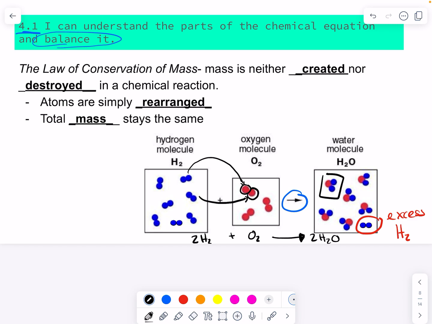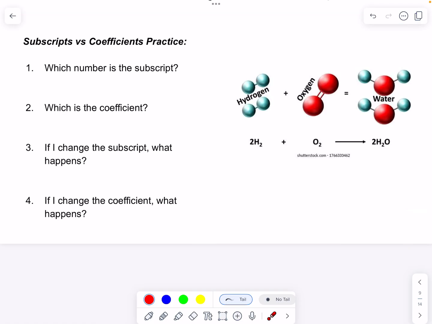It gives us the ratio of how it reacts. Now keep in mind, these numbers, 2, 1, 2, don't match what's in the boxes because the boxes can be whatever we choose to pour in and how much we get out. But it tells us the ratio of how they will bond with each other, okay? So let's define these different numbers here. So we have 2 key vocab. We have subscripts and coefficients.